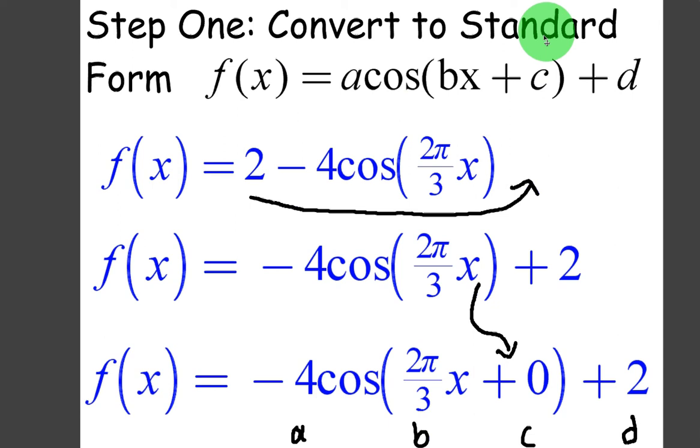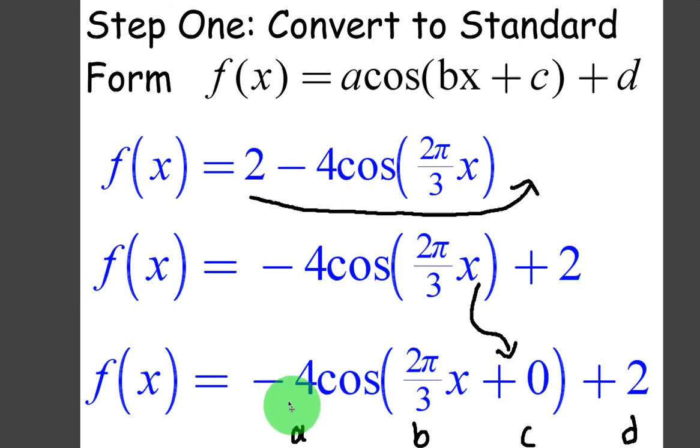Step 1 is convert your trig function to standard form. So we want it to look like a cosine of bx plus c plus d, so we can figure all of this stuff out. Well, notice first of all the 2 in front. That's a constant number. It needs to be added to our function. So we're going to move the 2 over, so it'll be plus 2, and now we have negative 4 cosine of 2 pi over 3x plus 2. The second thing that I notice is there's no c value here, so we're just going to add 0 there.